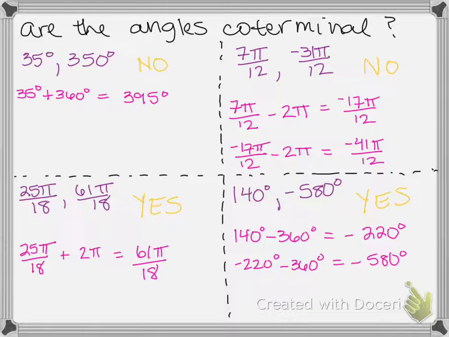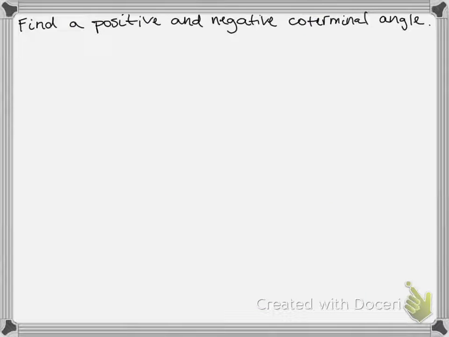All right, let's look at a different set of directions for another part on your worksheet. Find a positive and negative coterminal angle. So the directions are telling me to find both positive and negative, so I'm going to have two answers. So here we go. Negative 107 pi over 90. Remember, the rule for today is to add or subtract 360 or 2 pi from your angle.